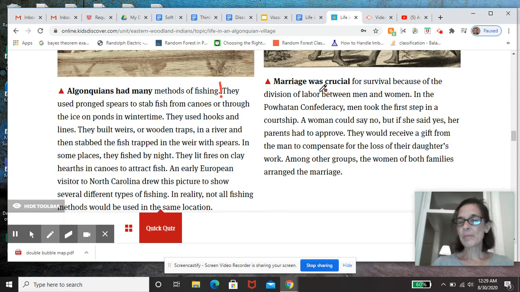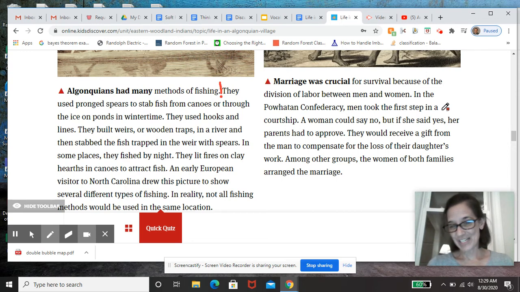Okay, then we know that marriage was very crucial. And you guys have said they work together so well. Well, that's exactly why it's crucial, because of the division of labor between men and women. In the Powhatan Confederacy, men took the first step in a courtship. A woman could say no, but if she said yes, her parents had to approve.